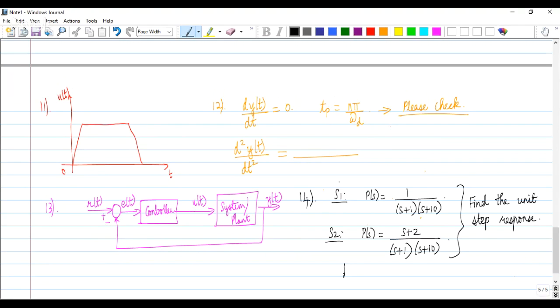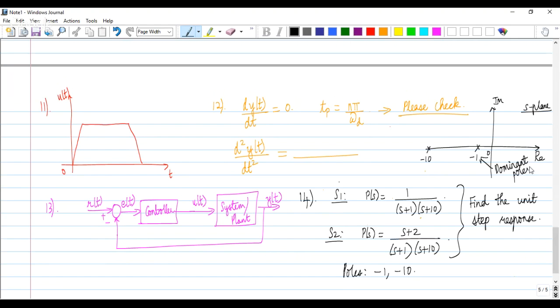You can see that in both these systems, the poles are at -1 and -10. But the pole at -1 dominates the pole at -10. Okay, so that is the definition of a dominant pole. So this pole which is closer to the imaginary axis is the dominant pole. The dominant pole essentially affects the transient response. It dominates the transient response.